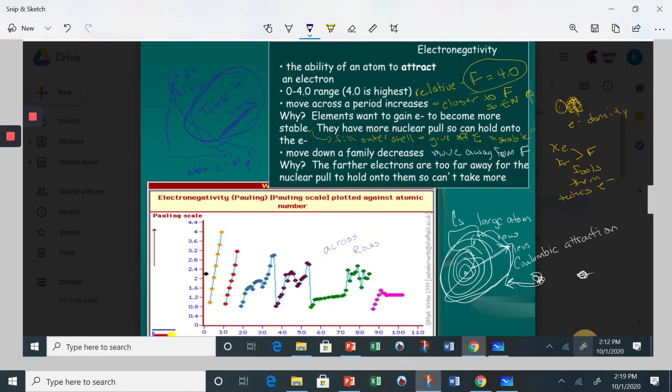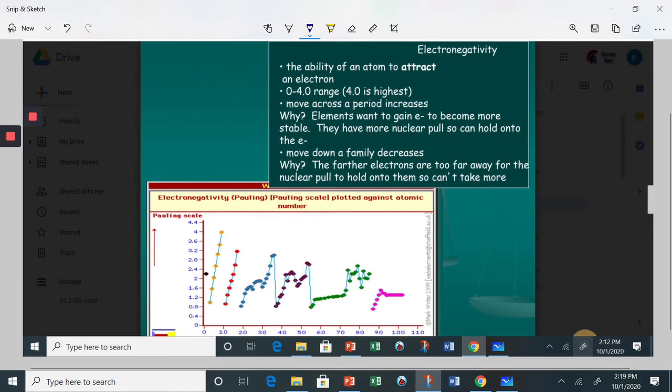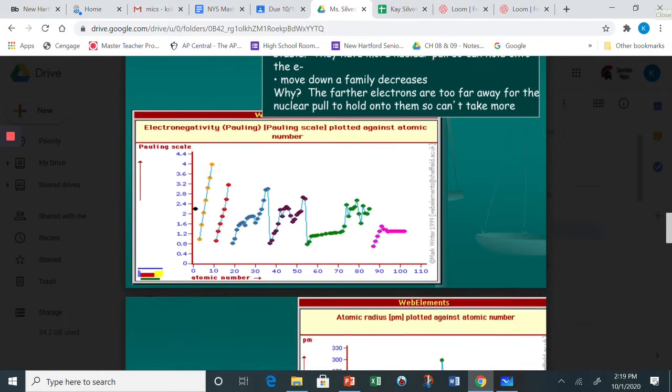Again, fluorine can take it. Fluorine likes electrons. Everything's relative to fluorine. So when you look at your periodic table, if an element is close to fluorine, it'll have a much higher EN value than something that's far away. We're going to revisit that because that's really important as we go on. All right, so that's electronegativity.